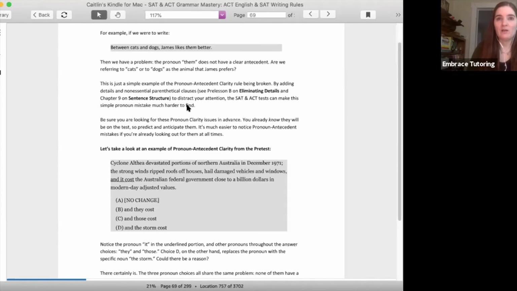What the test makers often do is they'll insert these non-essential parenthetical clauses to distract you from the actual antecedent and the pronoun it's supposed to be referring back to. So it's your job to make sure that you're noting anytime there is information in a sentence that you can remove without changing the meaning of the sentence, okay? Because being able to identify those really quickly will help you focus on what is essential for me in this particular sentence.